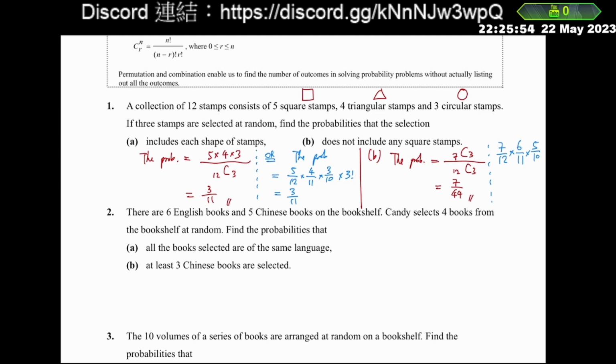7 over 12 times 6 over 11 times 5 over 10. So also 7 over 44. Both can do. Okay, so this is question 1.